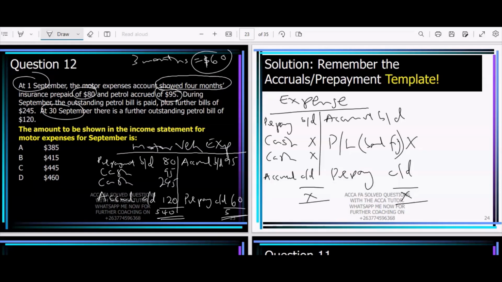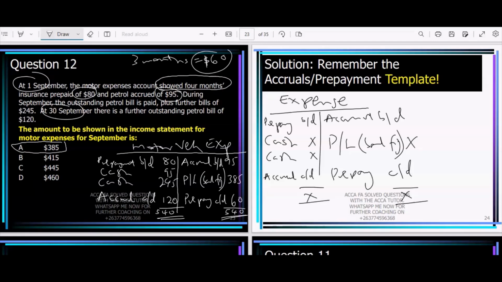So this is going to appear on both sides of the account. Therefore, we are going to have the balancing figure on the credit side of the account, which is the transfer to the profit or loss. This is the balancing figure, and this is how much? This is going to be 385. That's the figure that is going to be transferred to the income statement. So the amount to be shown in the income statement for motor expenses is 385, and the answer is A.